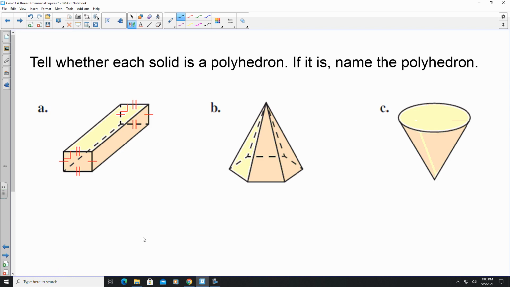So in these three examples, we have three-dimensional figures, and it says first to tell whether each solid is a polyhedron. If it is, name the polyhedron. So for example A, there is no curvatures, there's no circles. So the answer is yes, it is a polyhedron. And since the base of this prism is a rectangle, it's going to be called a rectangular prism.